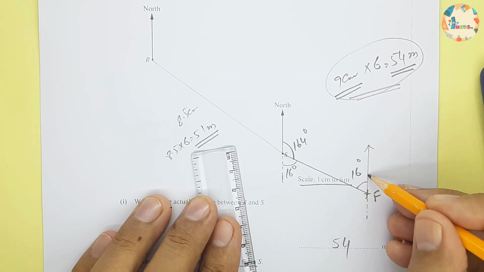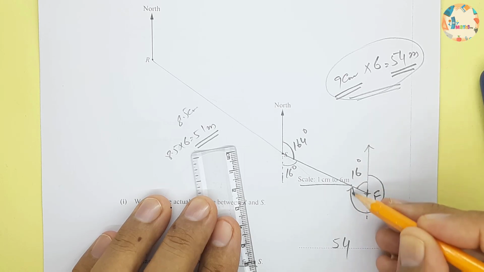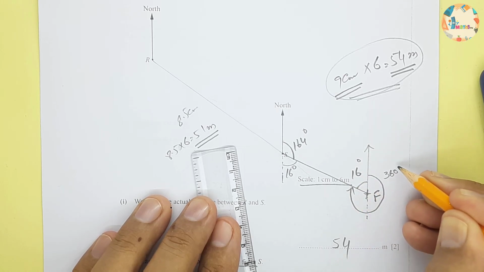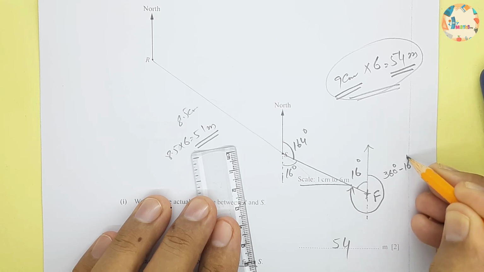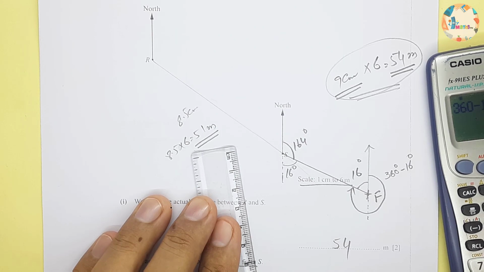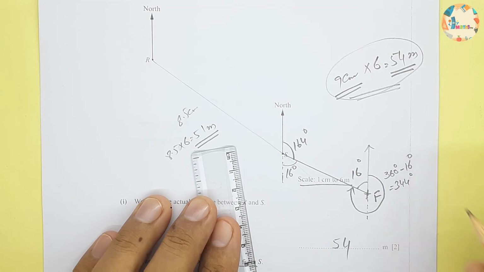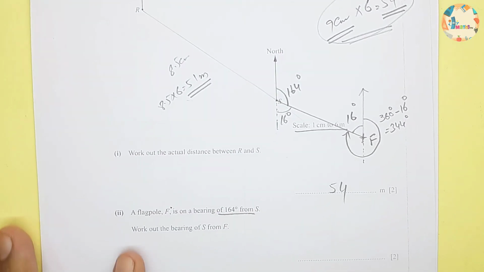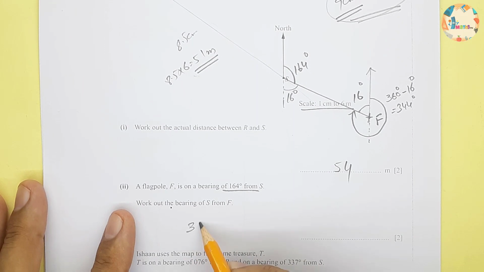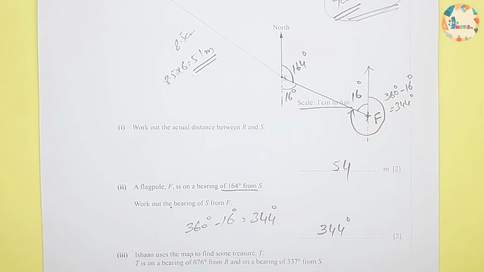Then if this is 16, we are looking for this whole bearing up to this one. So this will be 360 minus 16 degrees, and this will be 360 minus 16 resulting to 344. 344 degrees will be our answer over here. So we can write 360 degrees minus 16 is equal to 344 degrees. Hopefully you got this information as well.